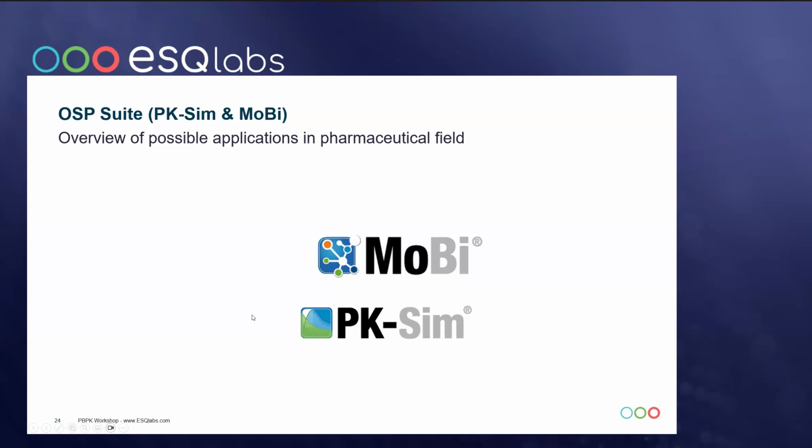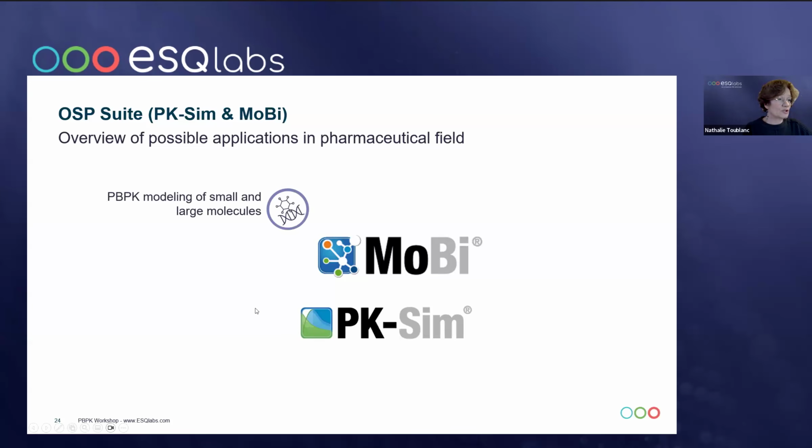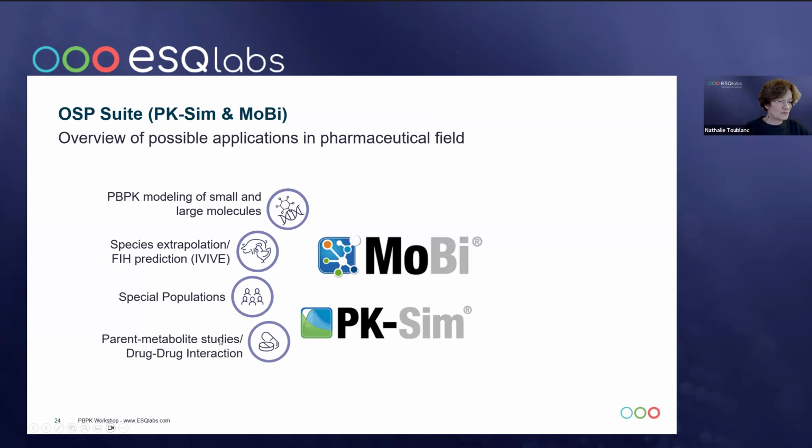Thank you, Cleo. Okay, just to recap what we said, the possible applications in the pharmaceutical field are modeling of small and large molecules, species extrapolation, first-in-human prediction with in vitro-in vivo extrapolation, special populations, parent-metabolite studies or drug-drug interaction. We wrote it that way because you can model the metabolites if you are doing drug-drug interaction, but it's also applicable for prodrugs.